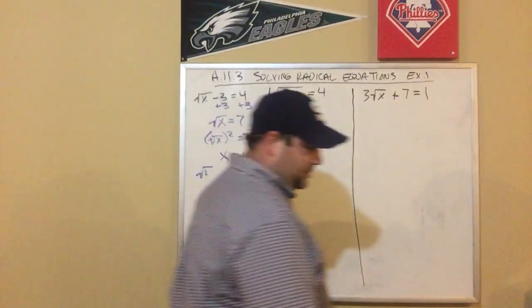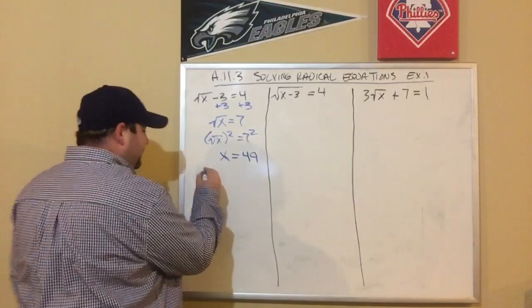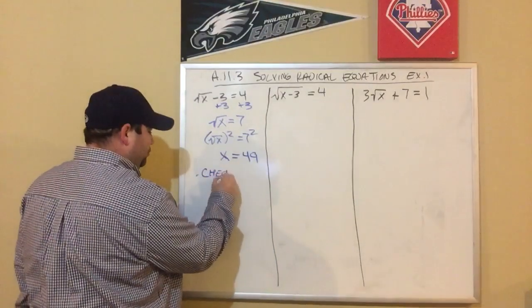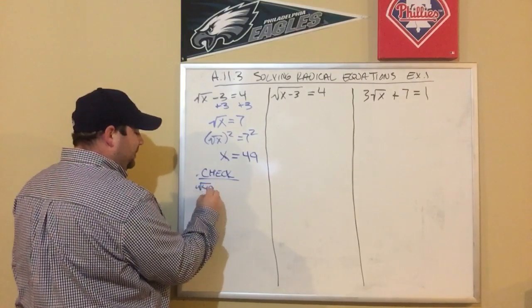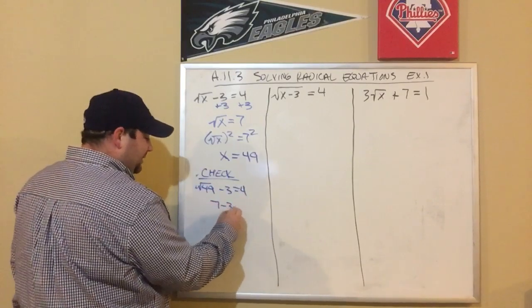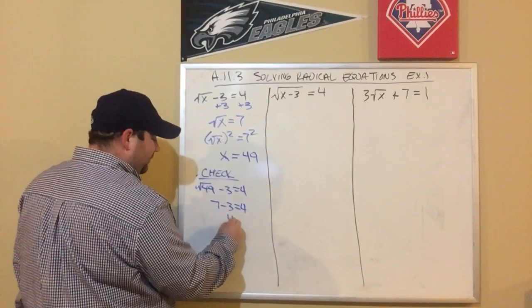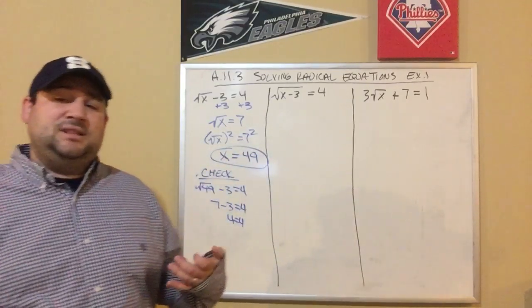I lost my eraser. A lot of times I literally write check, underline. So if I'm going to check it, I'm plugging 49 in. The square root of 49 minus 3 equals 4. Well, the square root of 49 is 7. And we know 7 minus 3 is 4. 4 equals 4. So we're good. That answer is correct. So let's look at our second one.